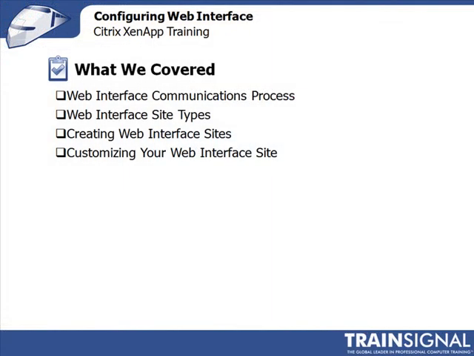Alright, so let's go ahead and recap what we've learned. So we started off by talking about how web interface communicates. What is the communication process? What is the flow of communication between an endpoint and web interface, and how web interface brokers that connection between the XML service and how it connects with Active Directory, how it talks to the Secure Ticket Authority service on the XenApp servers, and how it establishes a connection. So we went through and talked about that.